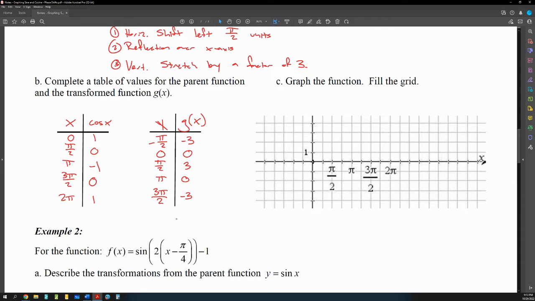All right, so let's go ahead and plot these points. Negative pi halves, negative 3. That's going to be right here. We have 0, 0. We have pi halves, 3. We have pi, 0. And 3 pi halves, negative 3. Go ahead and fill in the rest of the grid. So continue the pattern until you fill in the whole grid.